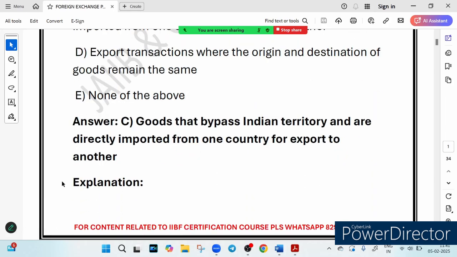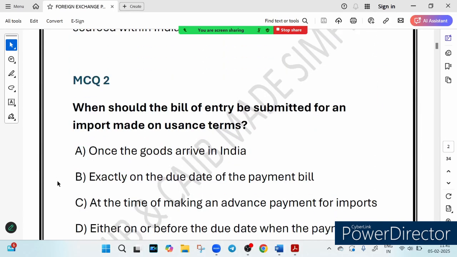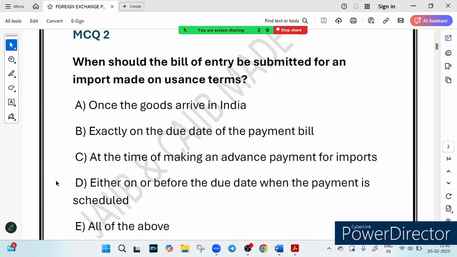Now let's see the next question. The next question is, let me show you. When should the bill of entry be submitted for import made on usance terms? These are the five options given before you.